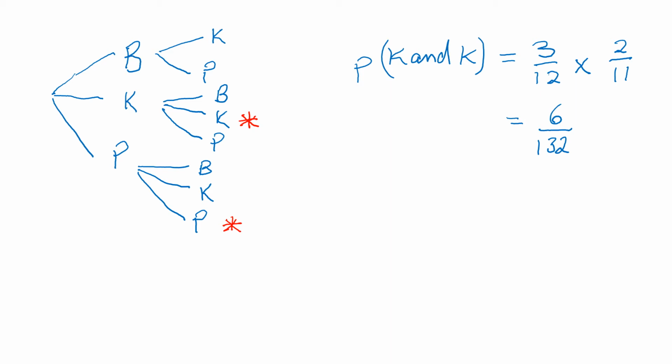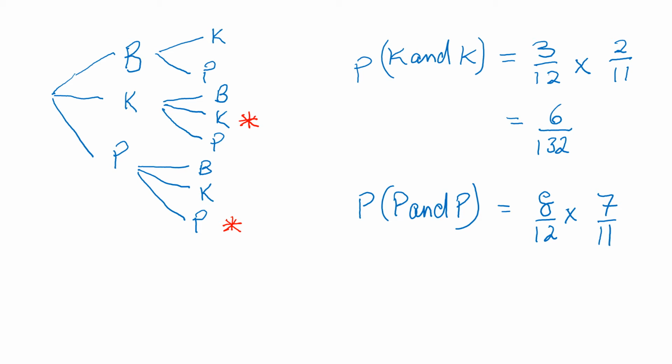Then the other option is the probability of a pencil and another pencil. So we've got 8 over 12 times 7 over 11. There's one pencil less, so the 8 becomes a 7, and there's one item less, so the 12 becomes an 11. And that gives me 56 out of 132.